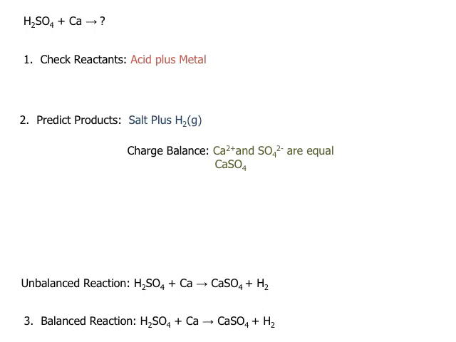Calcium, alkali earth metal, plus 2. Sulfate, polyatomic ion, minus 2. Crisscross, 2 goes to calcium, 2 goes to sulfate. Simplify, calcium sulfate. And then plus H2, remembering it's a member of Brinkelhoff. And once again, lucky us, we are balanced.